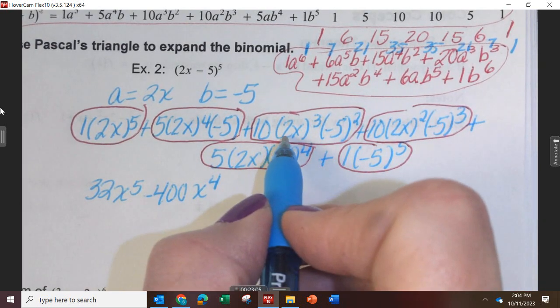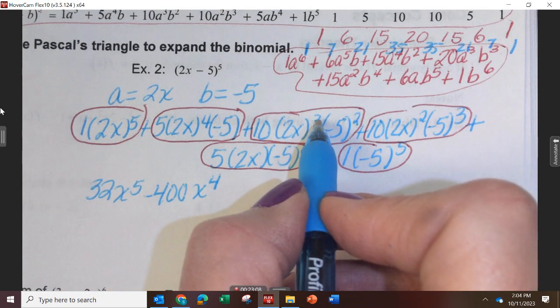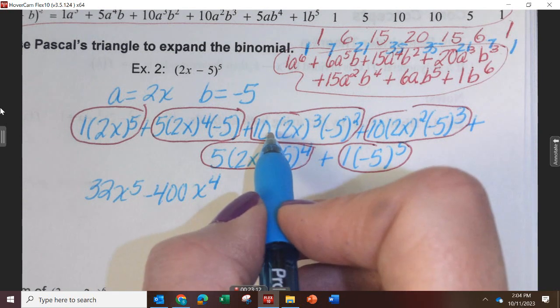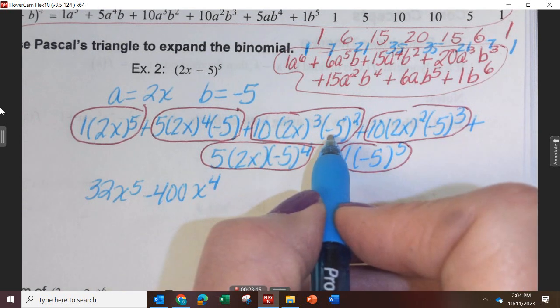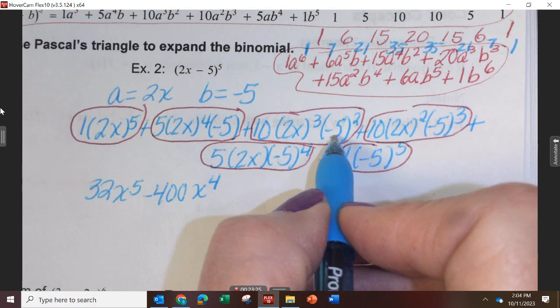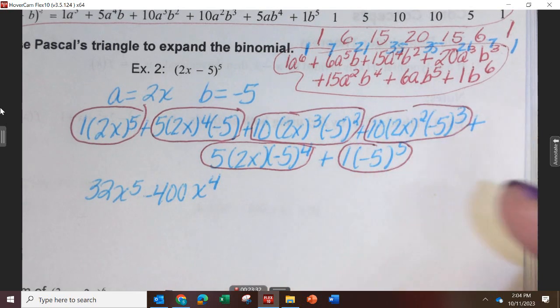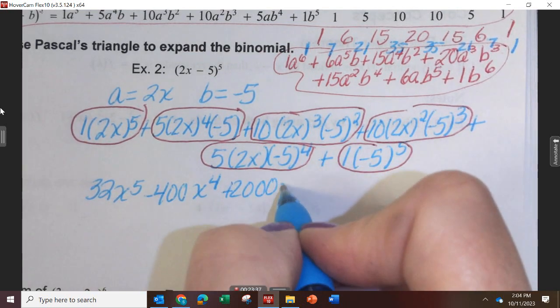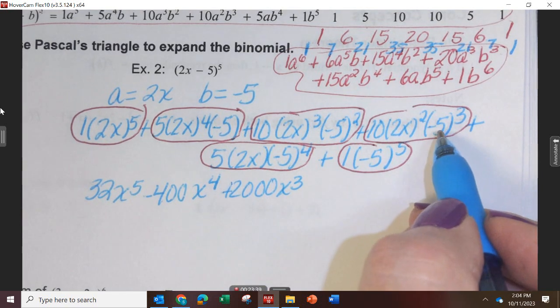Just be careful, you guys. What's 2 to the 3rd? I see here people say 6. What is it? 8. So we're going to do 8 times 10 is 80. 80 times 25. Anybody do that in their head or not? 80 times 25? 8 times 25 is 200. Is it 2,000? Okay, thank you. So plus 2,000 x cubed.